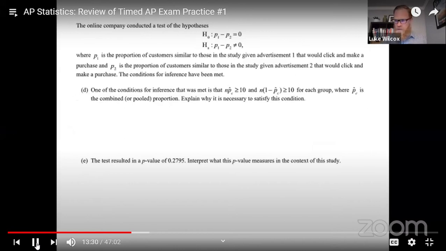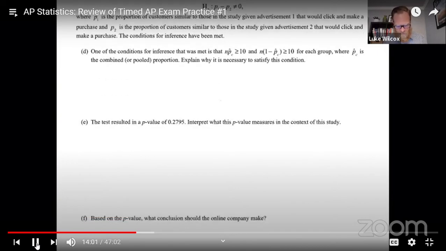The online company conducted a test of the hypotheses, null hypothesis, P1 minus P2 equals 0. Alternative, P1 minus P2 does not equal 0, two-sided, where P1 is the proportion of customers similar to those in the study given advertisement 1 that would click and make a purchase, and P2 is the proportion of customers similar to those in the study given advertisement 2 that would click and make a purchase. The conditions for inference have been met. Okay, so we don't have to worry about checking any conditions here. They've already given us that the conditions are met.